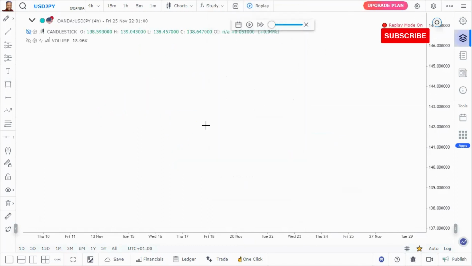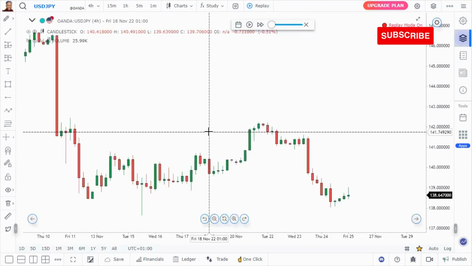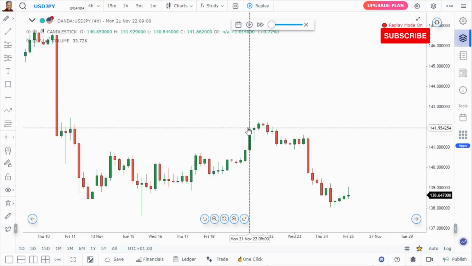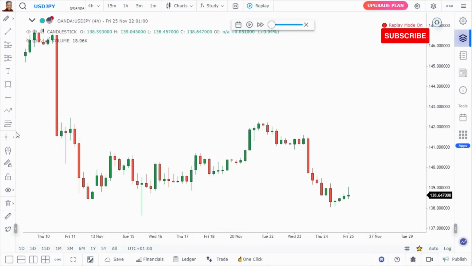Boom. Here we are on the USD JPY chart, and this is the 4-hour time frame. You want to be on the 4-hour time frame because the 4-hour time frame has stronger, better levels. I always say this: the 4-hour is just best for levels. So I'm going to show you how I enter my trades, how I do everything. That's why you're here.